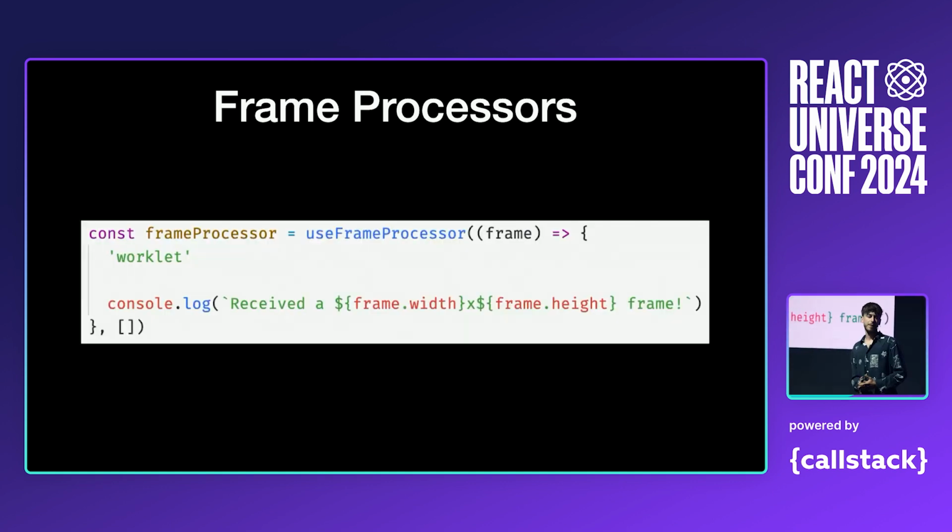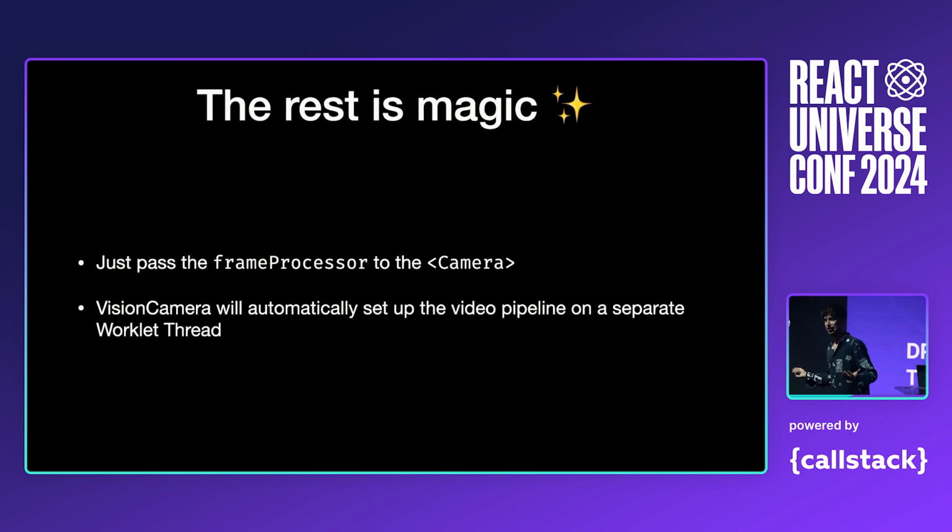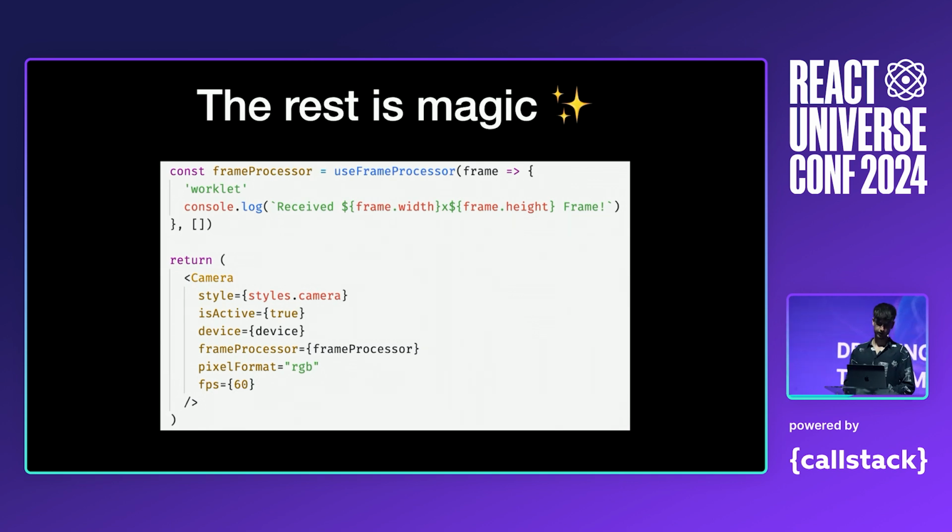This is what a frame processor looks like. It is a function. You can do whatever you want in there, and then you receive a new frame on every camera frame. I'm going to explain the frame concept in a second, but you can just put any JavaScript code in there. It's inspired by Reanimated 2 with the worklets concept, so great idea here from the Software Mansion team. And then in this case, I just log the frame's width and height. So yeah, and the rest is magic. VisionCamera worries about setting up the whole device queue and rendering pipeline to make sure you don't need to do that. Yeah, this is what it looks like.